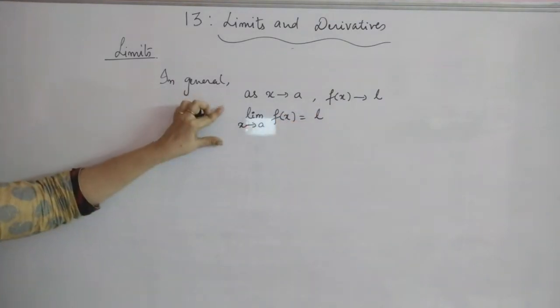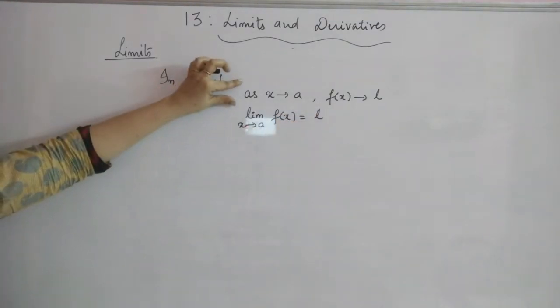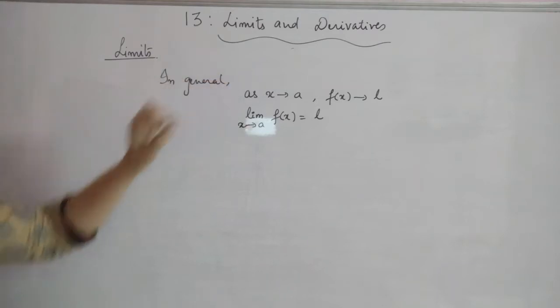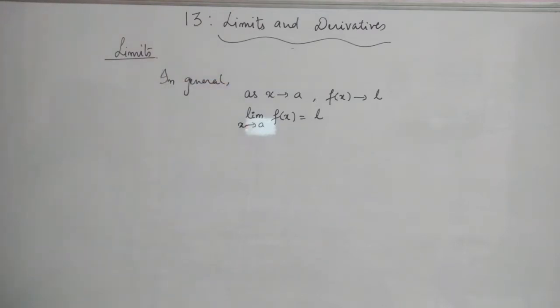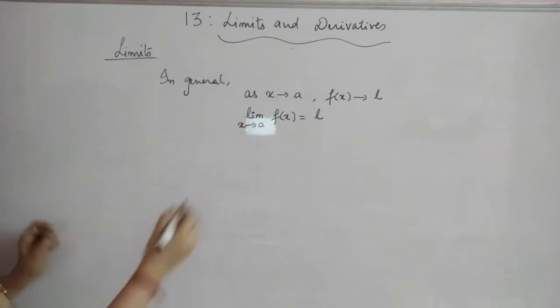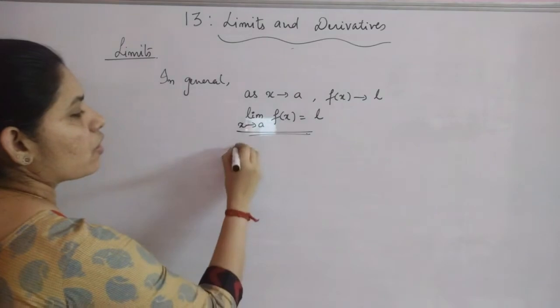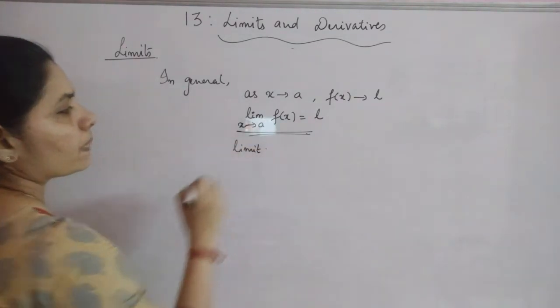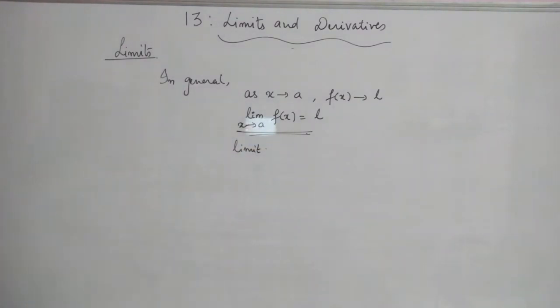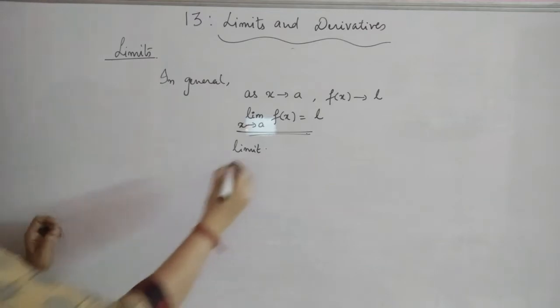So this is the interpretation of what we have written above, that is, as x tends to a, f of x tends to L means limit x tends to a, f of x is equal to L, and this is the definition of limit. Okay, this is called the definition of the limit of a function.